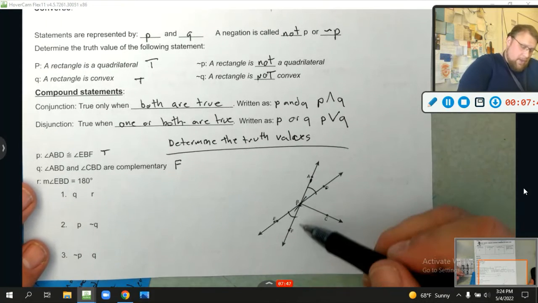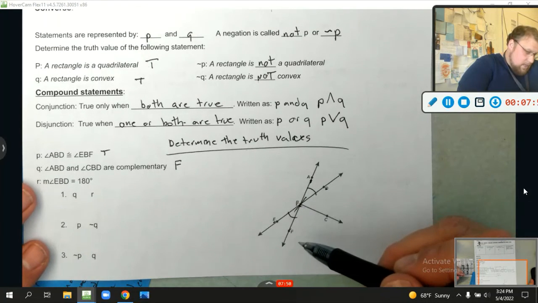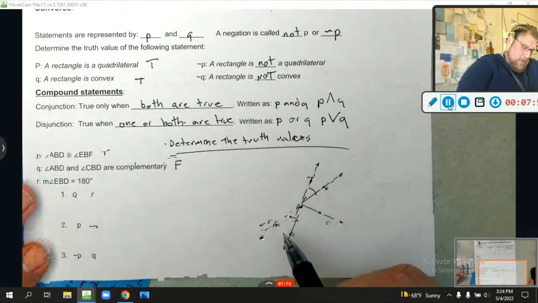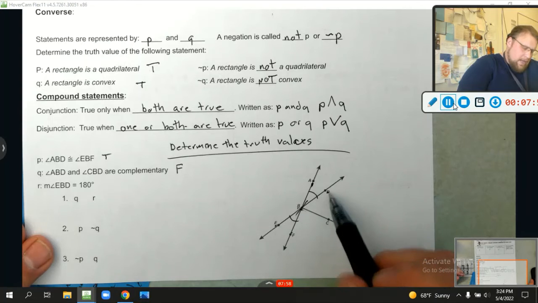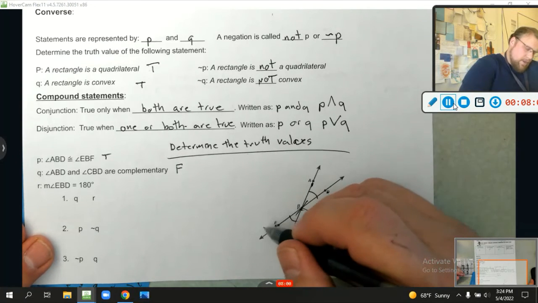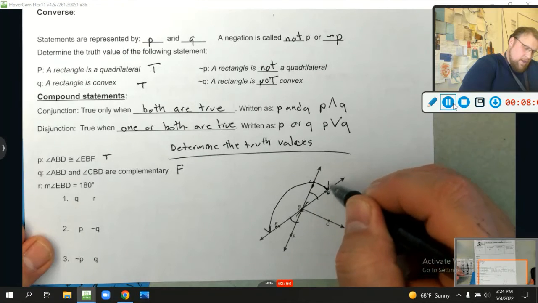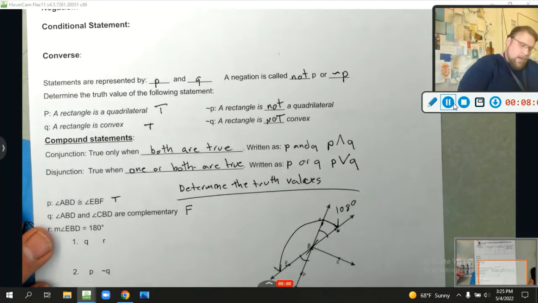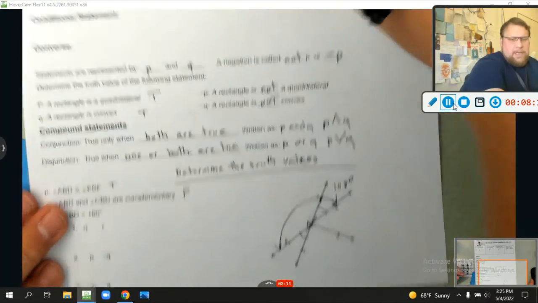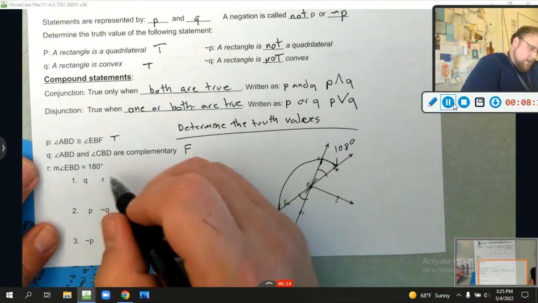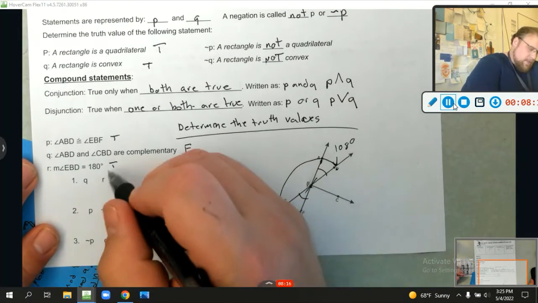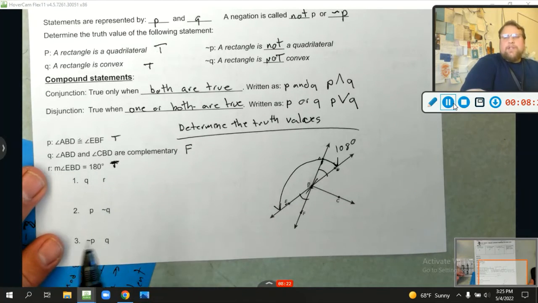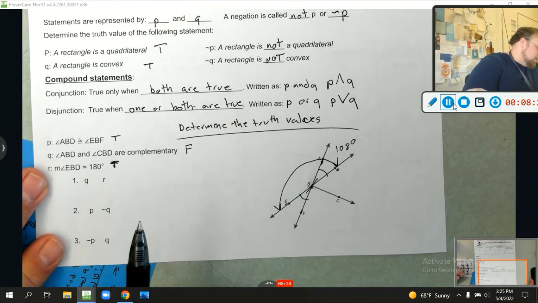And last, the measure of angle EBD is 180 degrees, and yes, that's true. From here to here is indeed a straight line, which is 180 degrees. So the first thing I want to do is mix up these statements in different ways. We're going to determine if we come out with a true compound statement.